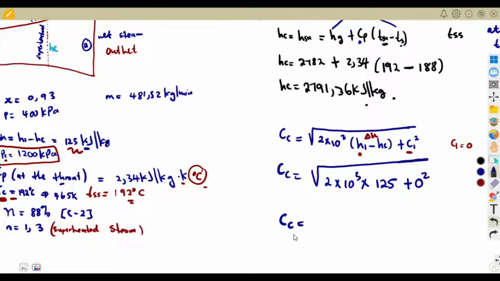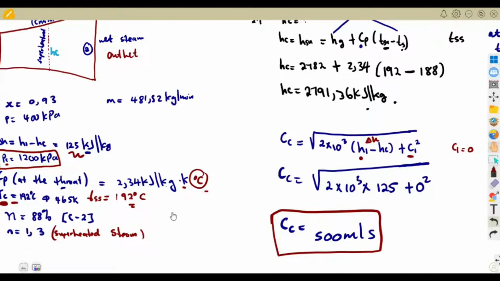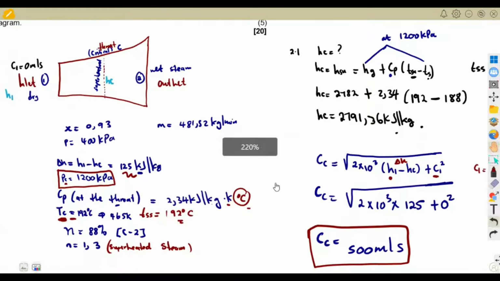All right. So we are going to have the velocity, and that was going to give you something like 500. Remember, this is velocity measured in what? In meters per second. So this is the velocity that we have at the throat. We might need this information.